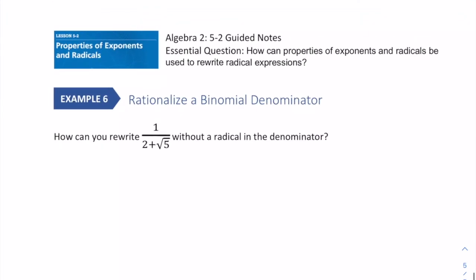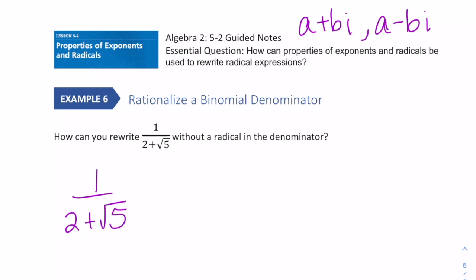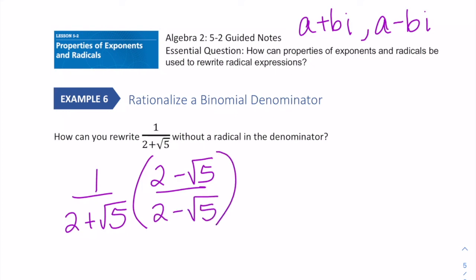For the last example, we're going to rationalize the denominator. So remember, we do not want to have radicals in the denominator whenever possible. So let's rationalize this by using the conjugate. So if you remember, the conjugate of a plus bi was a minus bi. The conjugate of 2 plus root 5 is 2 minus root 5. So let's multiply the top and bottom by 2 minus root 5.